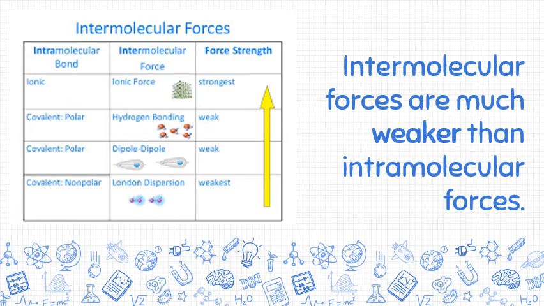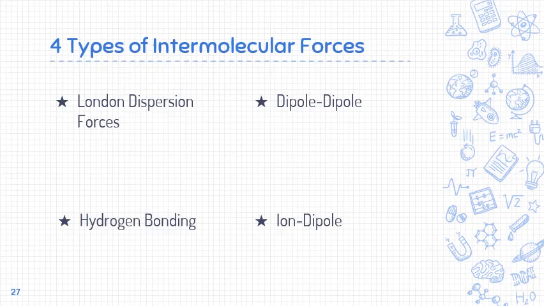And as you'll see from this chart, depending upon the type of molecules, it can be different types of intermolecular forces. So it depends upon if it's a polar or a nonpolar molecule. As a general rule, though, our intermolecular forces are going to be much weaker than those intramolecular forces. So let's take a look at those different intermolecular forces. There are 4 main types: London dispersion forces, dipole-dipole, hydrogen bonding, and ion dipole.